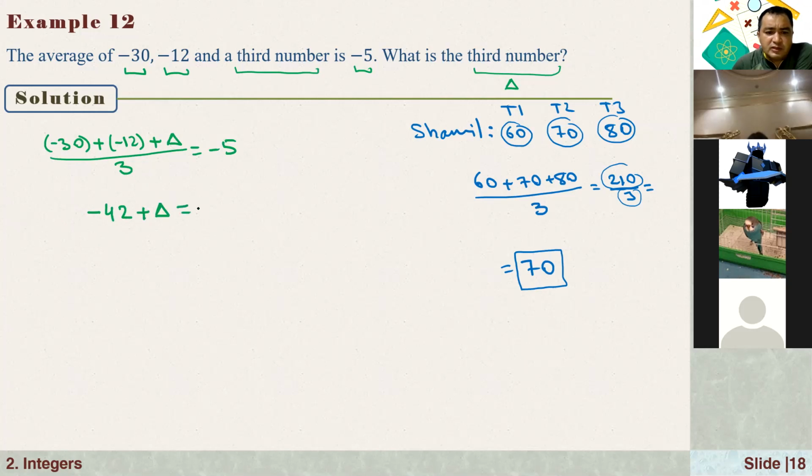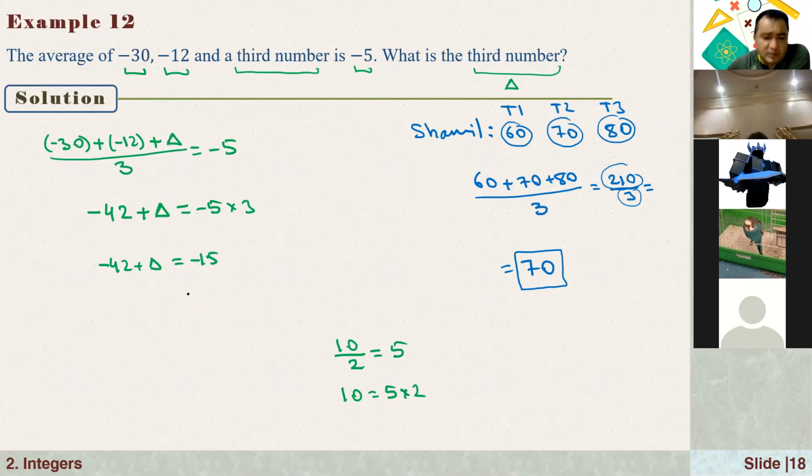So that is equal to negative 5 times 3, right? Because, for example, we know that 10 over 2 is equal to 5. What does it mean? It means that 10 is equal to 5 times 2, right? So here we have something divided by 3. That means I can just write that something equals negative 5 times 3. Now, negative 42 plus triangle equals negative 5 times 3, which is negative 15, right?